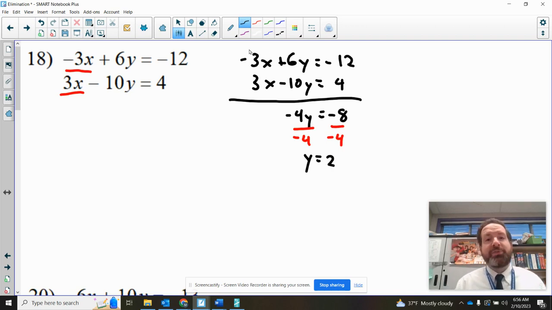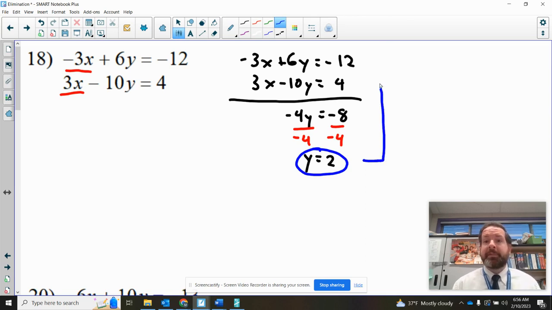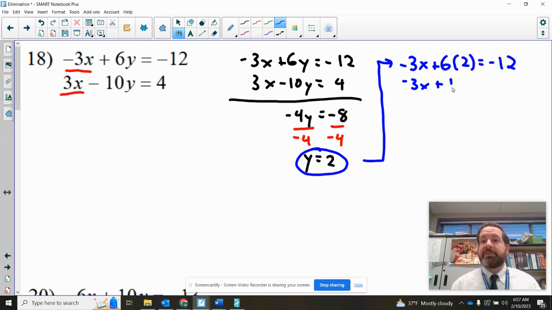Okay, once you've got that, now go back. We know y is 2. You can use either of these equations you started with. Doesn't matter which one. I'm just going to use the one on the top. So I don't know x yet, but I do know y is the number 2. So negative 3x plus 6y equals negative 12. This I can solve. Multiply the 6 times the 2.